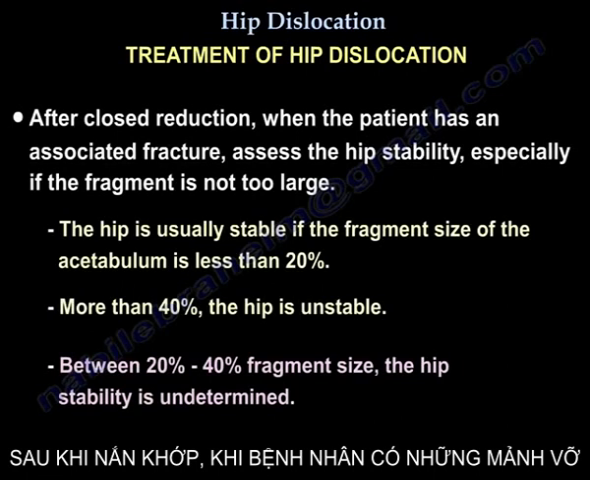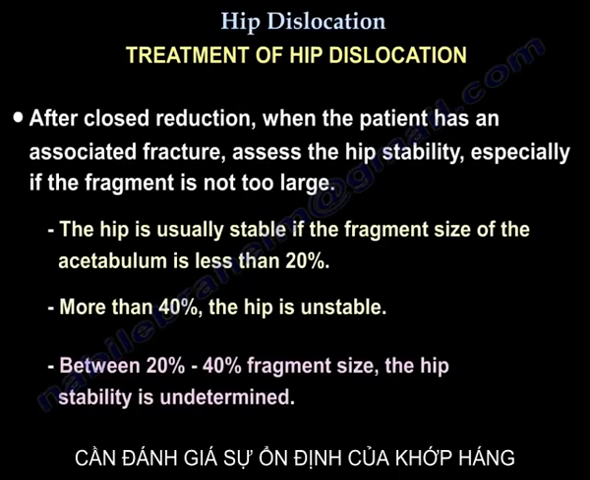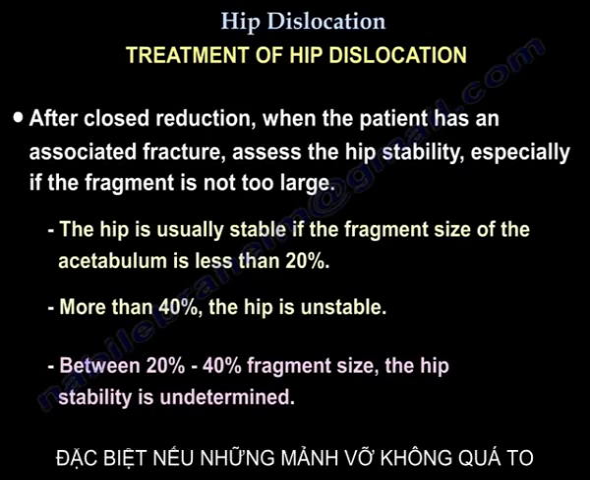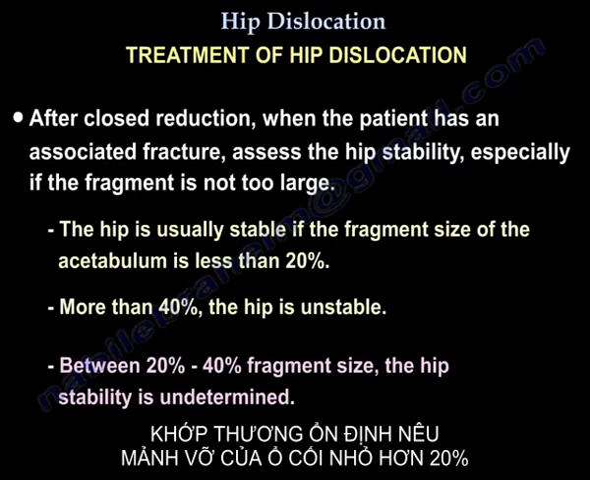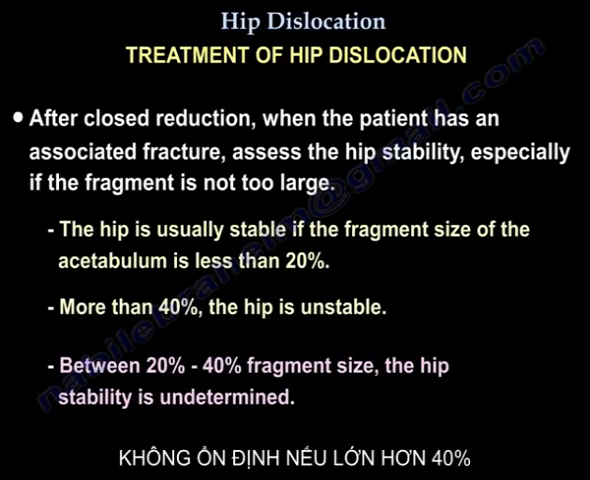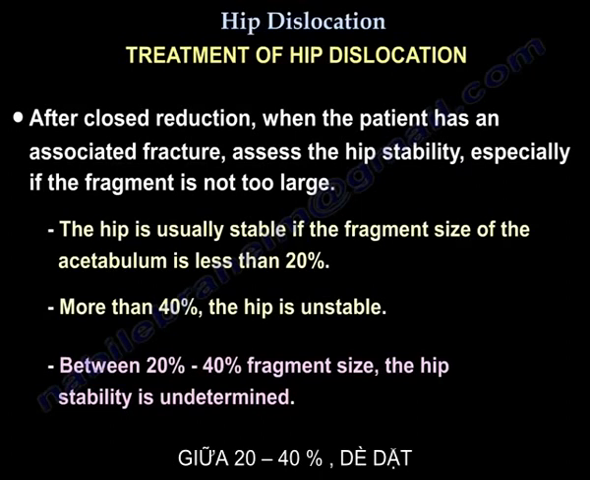After closed reduction, when the patient has an associated fracture, assess the stability, especially if the fragment is not too large. The hip is usually stable if the fragment size of the acetabulum is less than 20%. If it is more than 40%, the hip is unstable. Between 20 to 40% fragment size, the hip stability is undetermined.